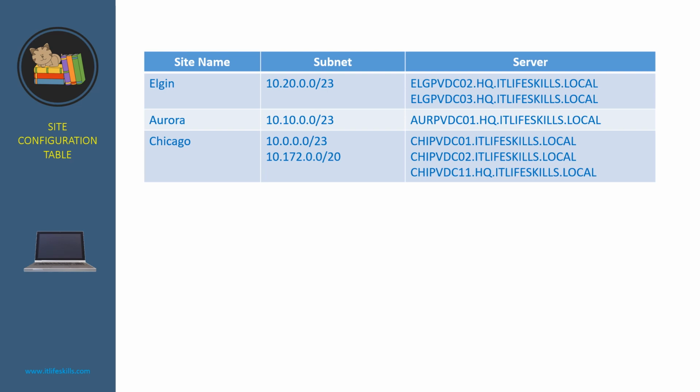Finally, we will rename the default first site name to Chicago, which now contains CPVDC01, CPVDC02, and CPVDC11 domain controllers. Then we will create the subnets 10.0.0.0/23 and 10.172.0.0/20, then associate the two subnets to Chicago site.